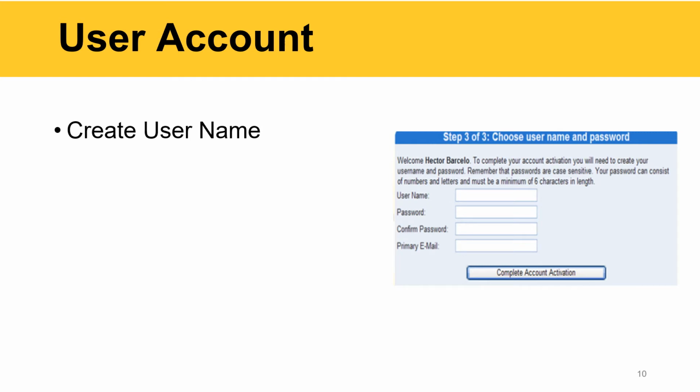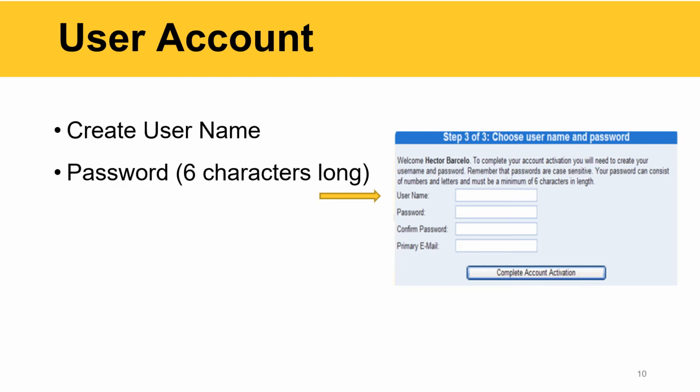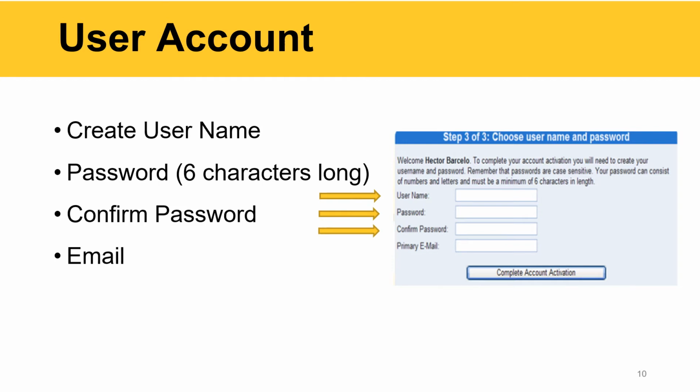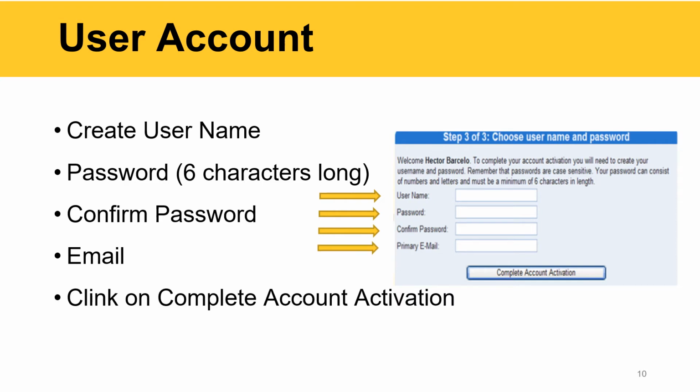And here, as you can see, it's going to ask you to create your username. It's going to ask you to create a password. And again, just a reminder that your password must consist of numbers, letters, and it should be a minimum of 6 characters in length. It's going to ask you to confirm your password. And then lastly, it's going to ask you to provide the email. Once you successfully have done all of these 4 items, we're going to click complete account activation.